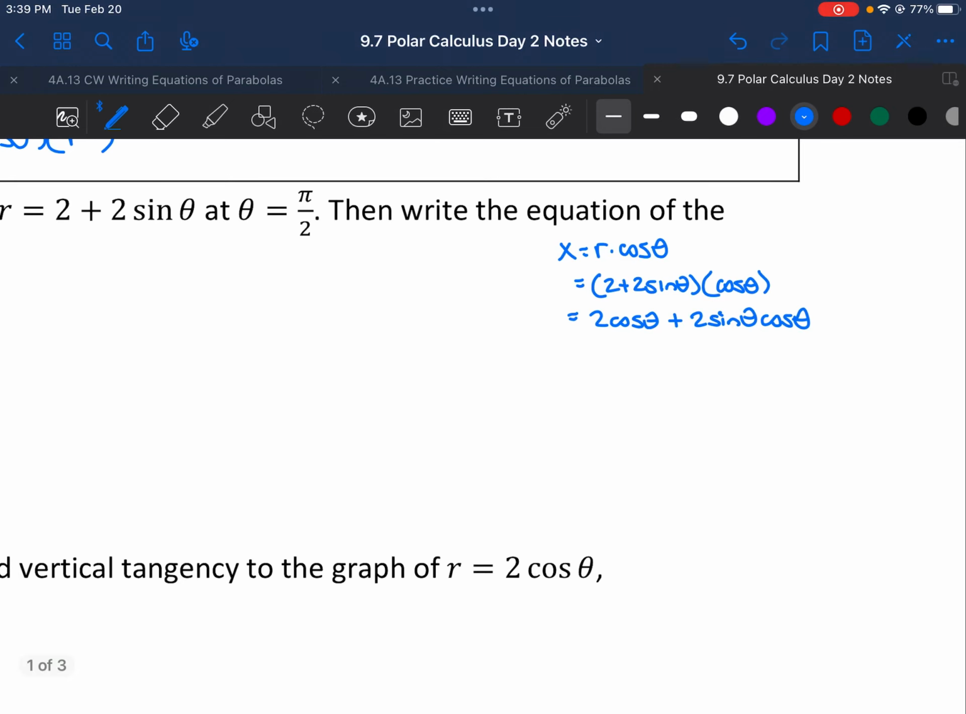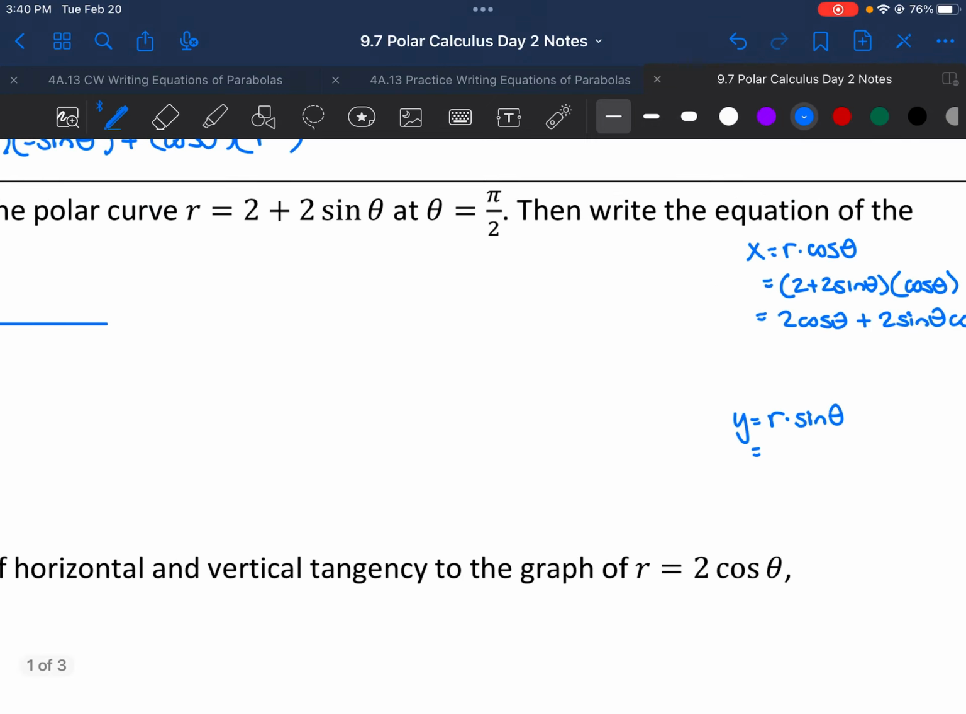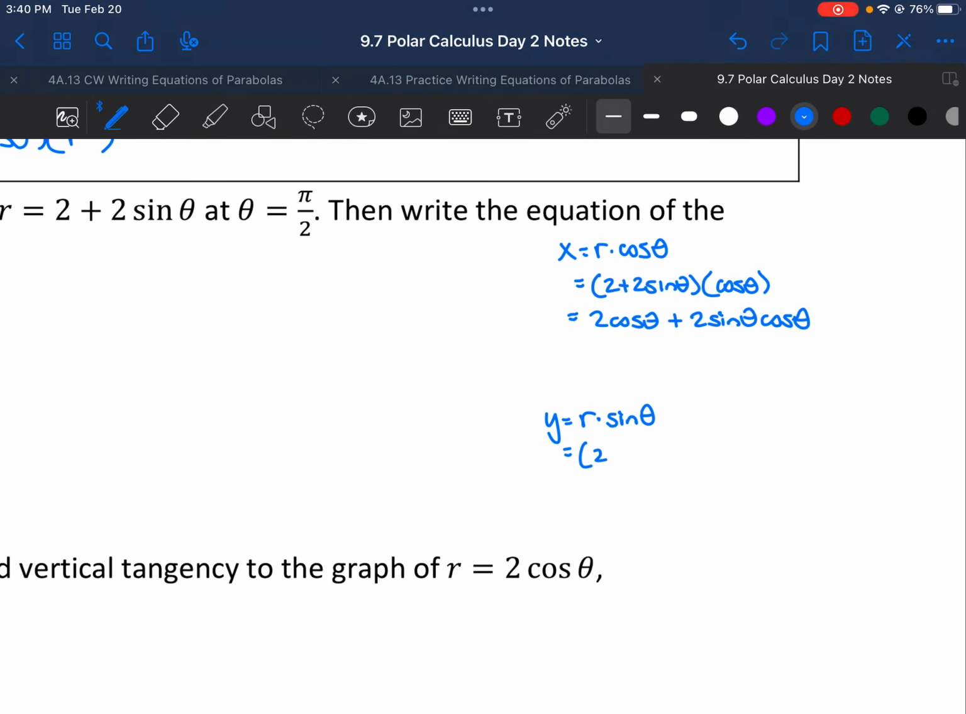Right? y is r times sine theta. Well, again, r is 2 plus 2 sine theta times sine theta. Distribute the sine theta, we're going to get 2 sine theta plus 2 sine squared theta. Right?